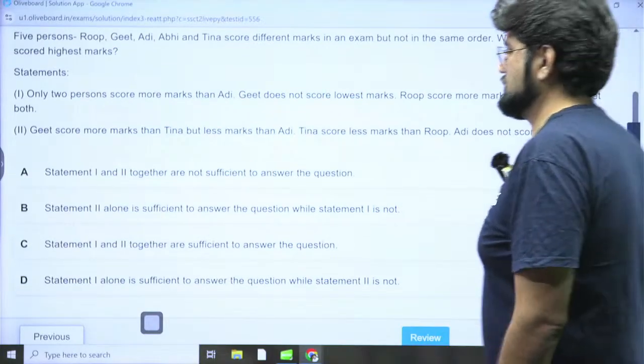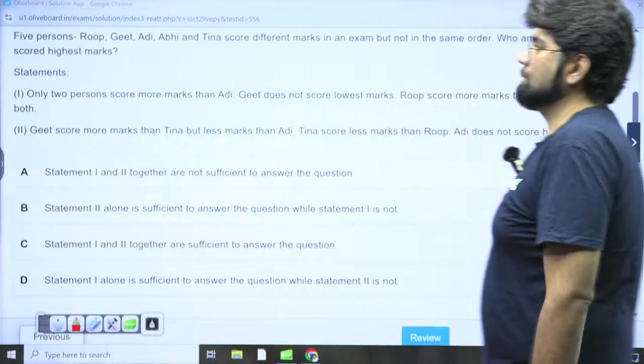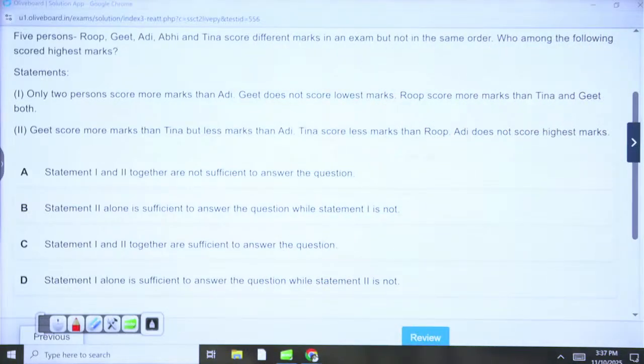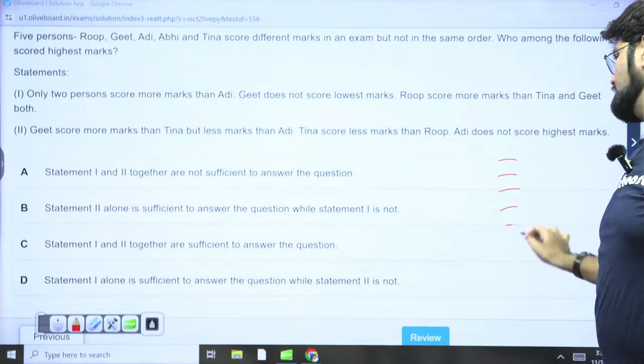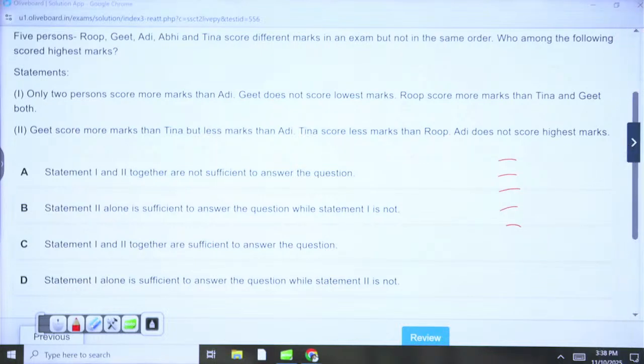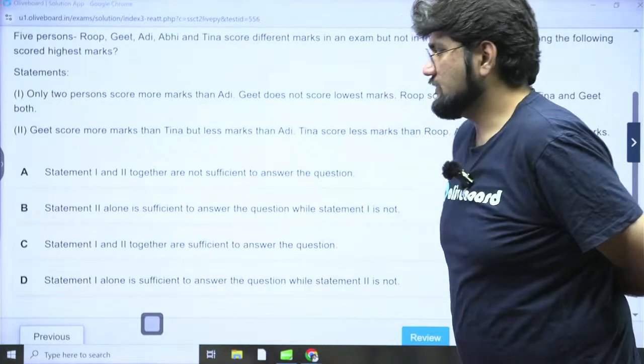Again, data sufficiency. Five persons: Roop, Geet, Adi, Abhi and Tina, have different marks in an exam but not in the same order. Who scores the highest marks? Statement 1: only 2 persons score more marks than Adi. Sorry, before reading the statements, read the options.